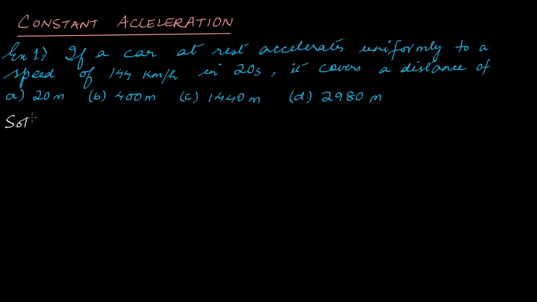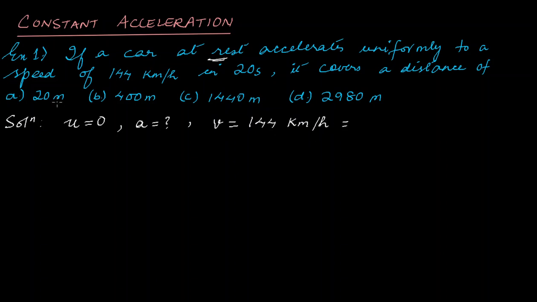How do we do this problem? Okay, so it says here a car at rest. Once they say that a car is at rest, it means that the initial velocity of the car, u, will be 0. It accelerates uniformly to a speed. That means there is some acceleration which we don't know. And finally, the speed that it attains, v, is 144 km per hour.